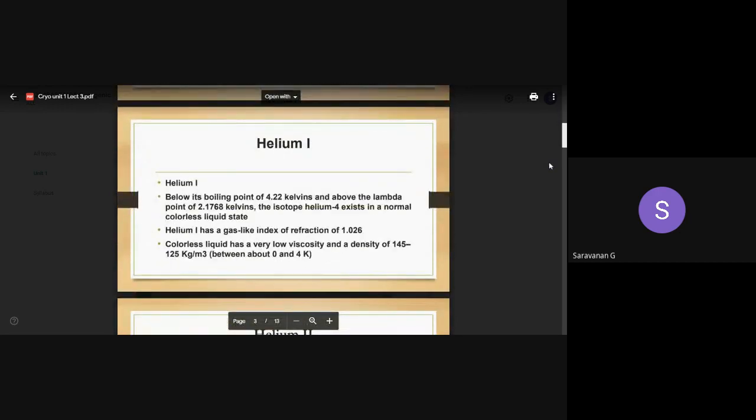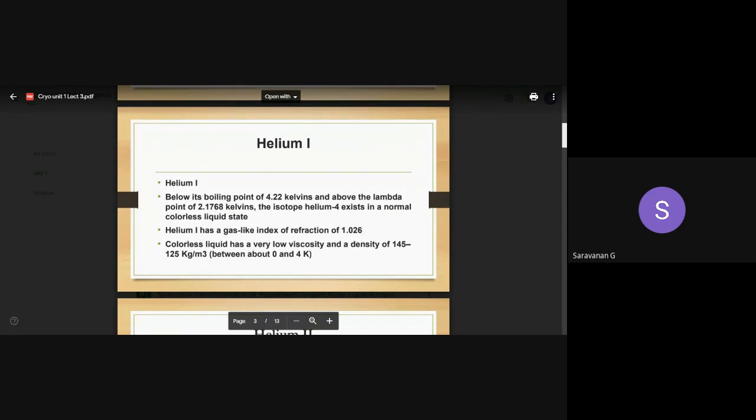So start with helium 1. We will discuss different variants of helium. Helium 1 has a boiling point of 4.22 kelvins. Below this boiling point they are cryogenic fluids, and above the lambda point of 2.178 kelvins, the isotope helium 4 exists. So helium also has its own isotopes, helium-4.